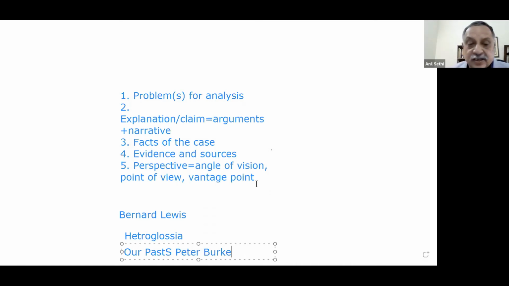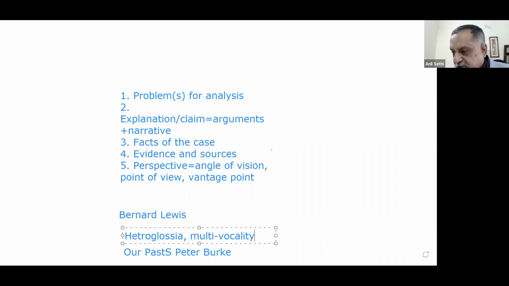So this means heteroglossia. Another word for heteroglossia, I'll just write here in front of heteroglossia itself, is multivocality. So there should be multi-vocality in our history. Okay?